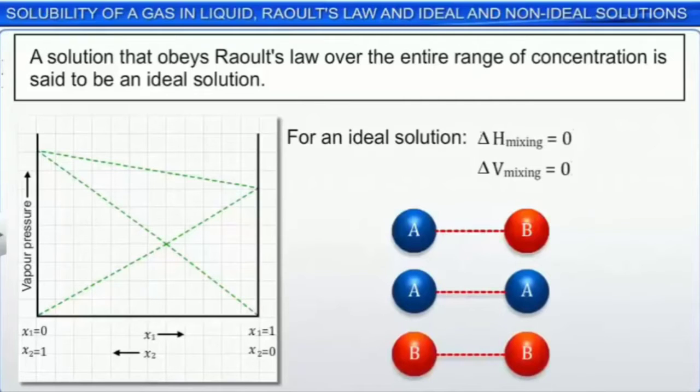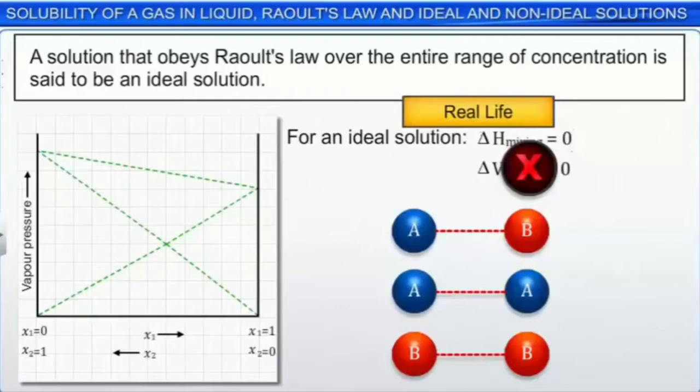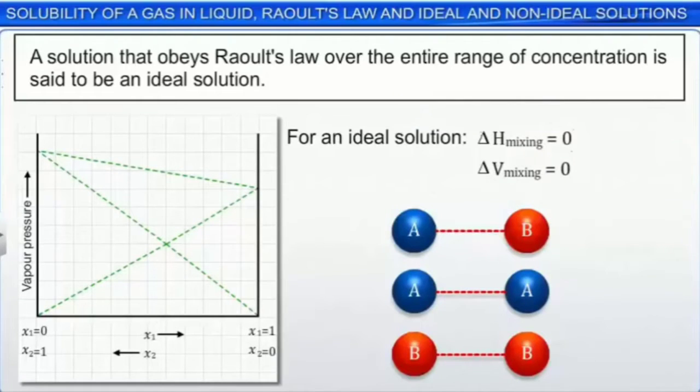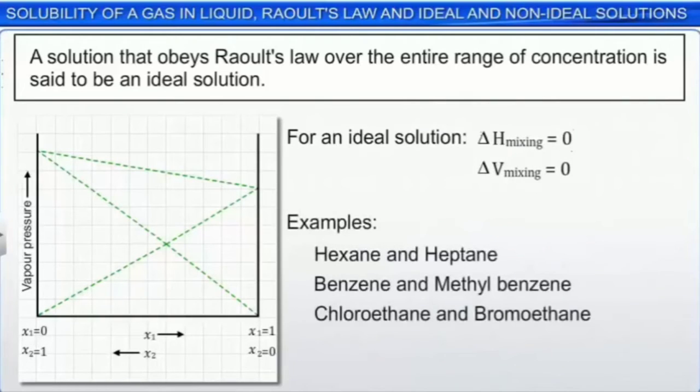However, in real life, there is actually no such thing as an ideal mixture, but some liquid mixtures get fairly close to being ideal. These are mixtures of two very closely similar substances. Some common examples of mixtures that show nearly ideal behavior are hexane and heptane, benzene and methyl benzene, chloroethane and bromoethane. Since ideal solutions obey Raoult's law, they show the graphical behavior as shown here.